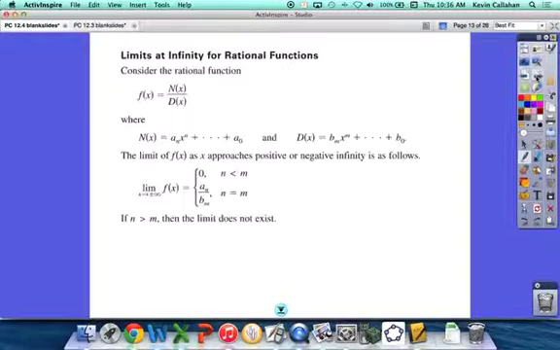Sometimes there's a little bit of a combination of the way I did the first example and this, which we'll see in the ones that are coming up. Remember that using these rules means you have a rational function. It's all numerator divided by all denominator. That's one term. If you have more than one term, you're going to have to split it up.